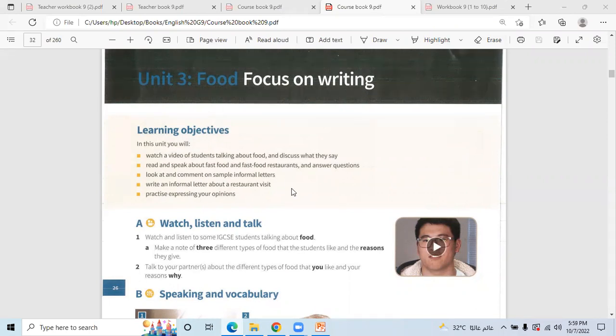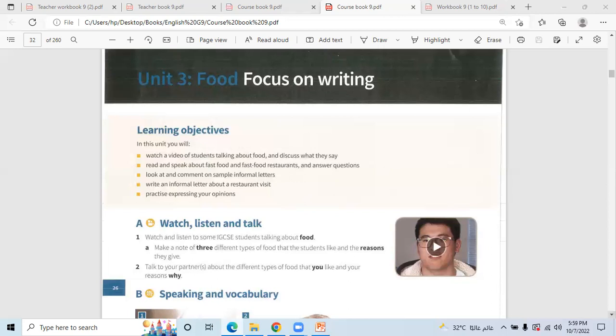In the beginning, we'll be watching a video of students who are talking about food, and we'll discuss what they say. Then we'll read and speak about fast food and fast food restaurants, and then we'll answer the questions as well. Look at and comment on sample informal letters. Then we'll write an informal letter about a restaurant visit, and then we'll be practicing and expressing our opinions.